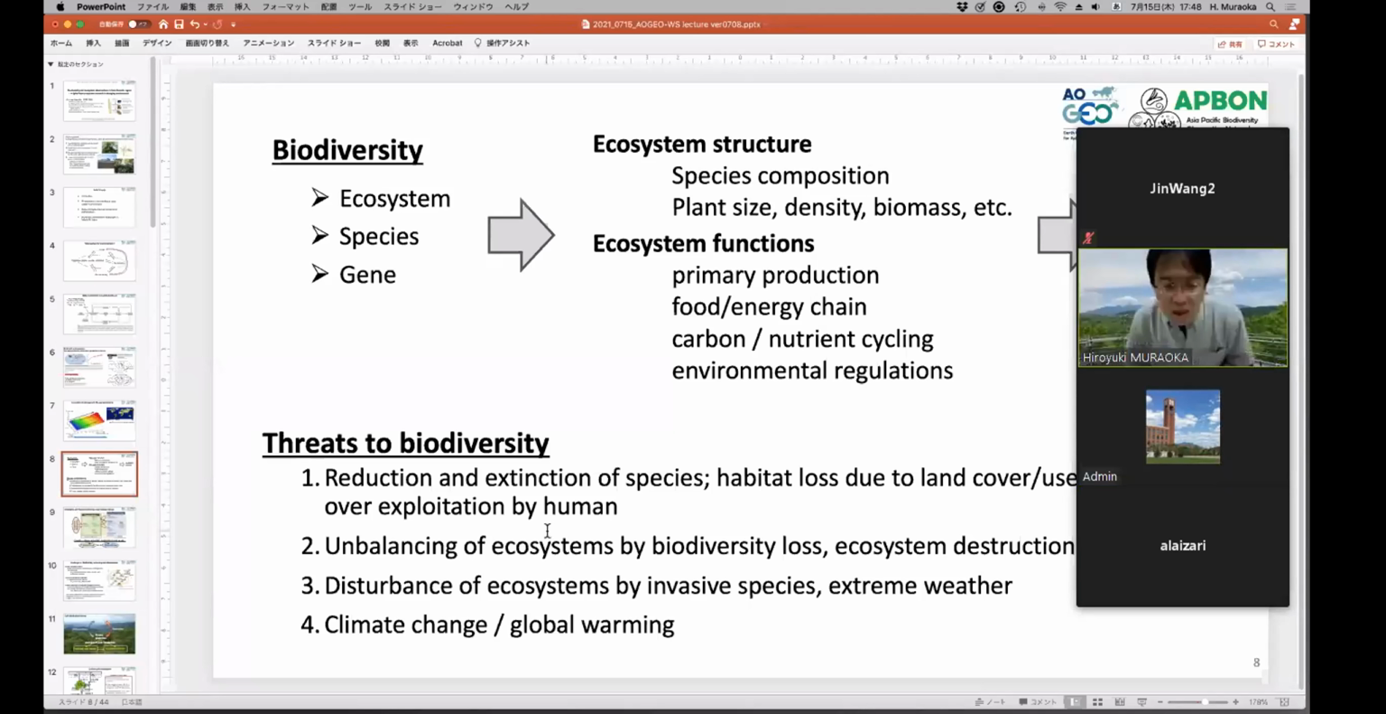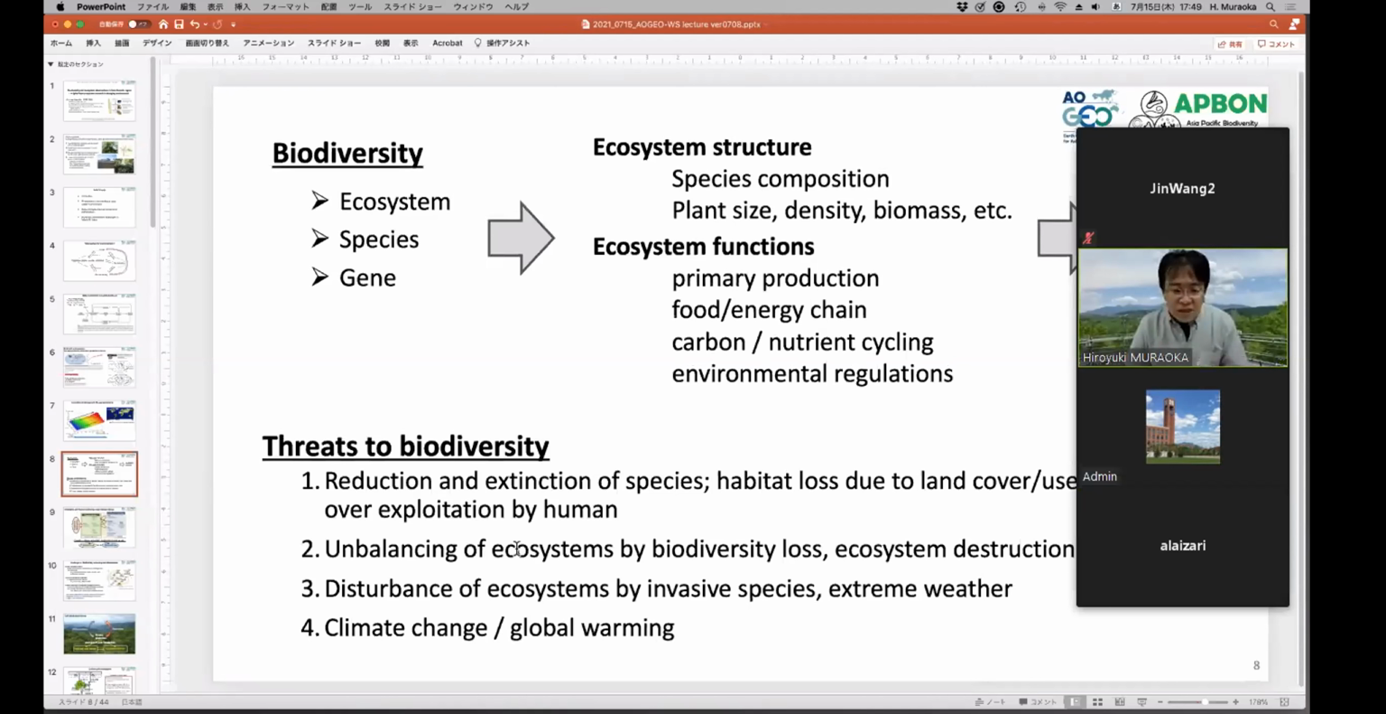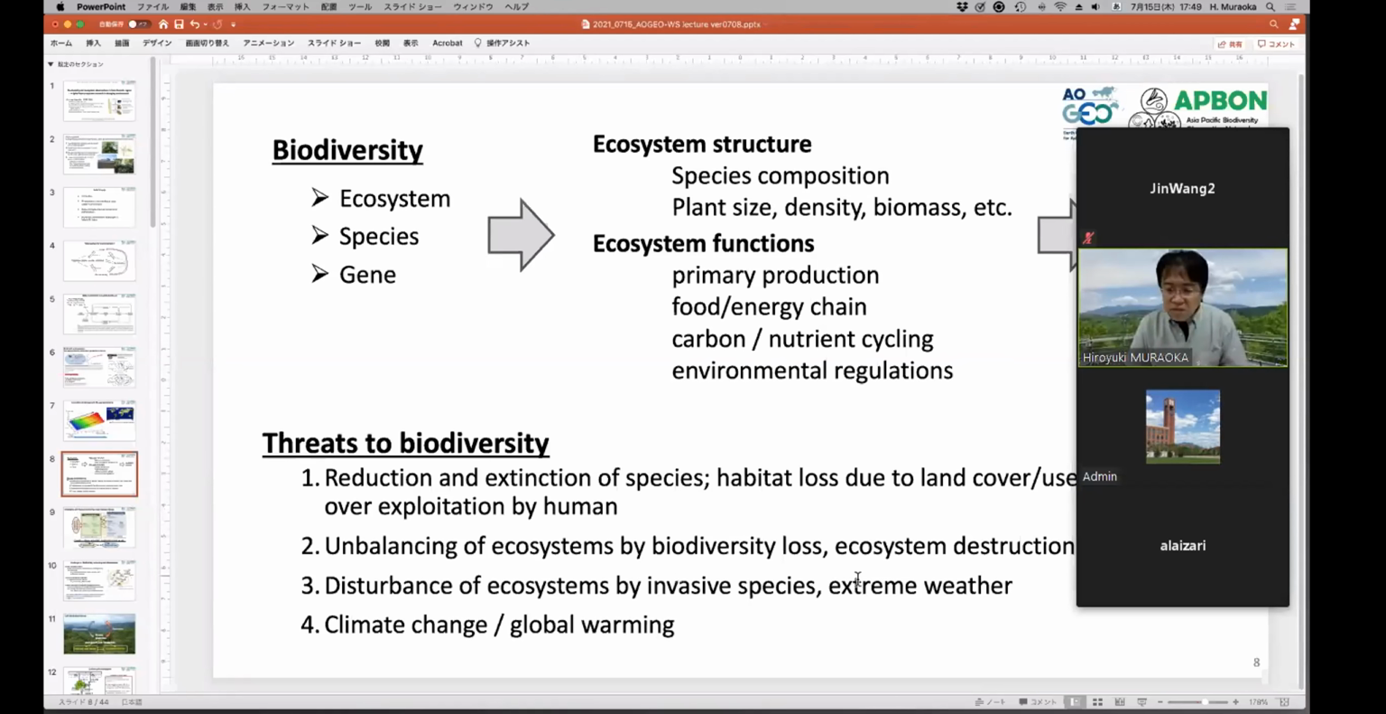But now we are learning that there are severe threats to biodiversity. I attempted to list four items here. Number 1, reduction and extinction of species: habitat loss due to land cover or land use change and over-exploitation by humans. Number 2, unbalancing of ecosystems by biodiversity loss and ecosystem destruction. Number 3, disturbance of ecosystems by invasive species or extreme weather. Number 4, climate change and global warming.